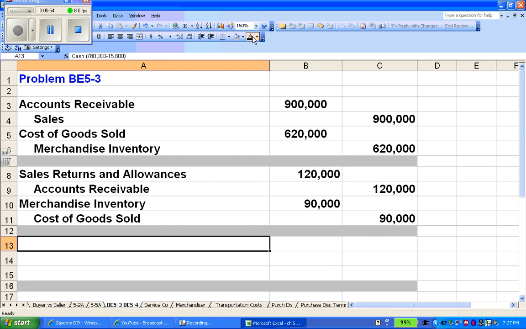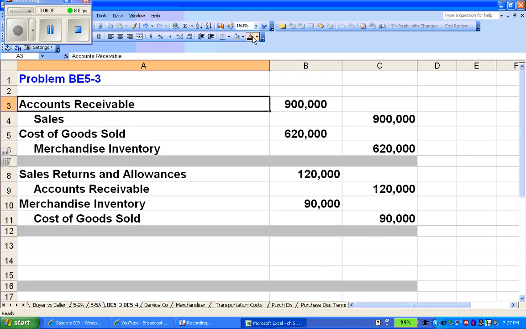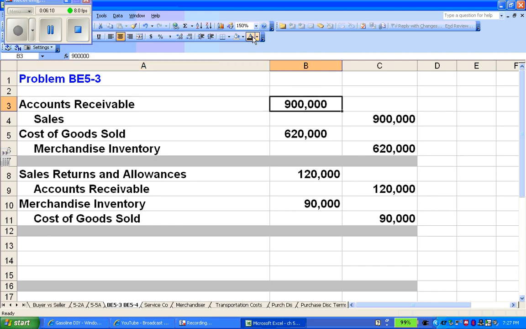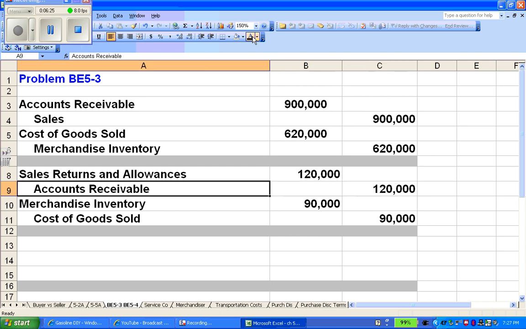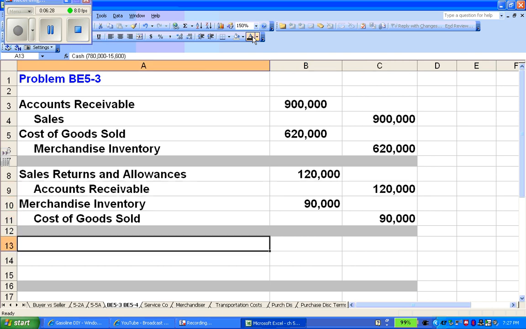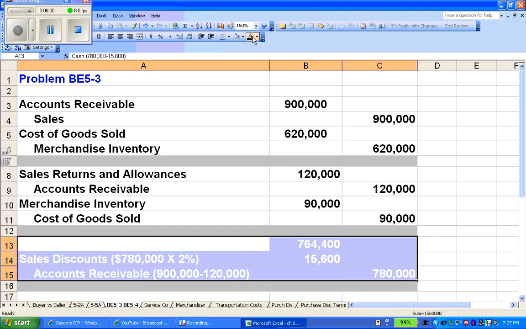So let's calculate that. The way I can calculate the portion of that discount that I'm allotting to them is by looking at their accounts receivable. Here, Churchill Company owed us 900,000 initially. They returned 120,000. So the difference between the two gives me 780,000. With that 780,000, I can calculate the discount. I'll take 2% of that. Let me just put the entry here so you can see it as I'm discussing it.